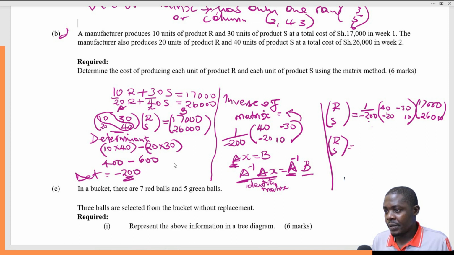It is going to be now into bracket 40 over negative 200. This multiplied by that also is going to be positive, negative and negative will cancel. For example, it will be negative 30 over negative 200. And down here we multiply this by this figure, we get negative 220. We divide by negative 200. And equally here we are going to have 10 over negative 200. We multiply by 17,000 and 26,000.